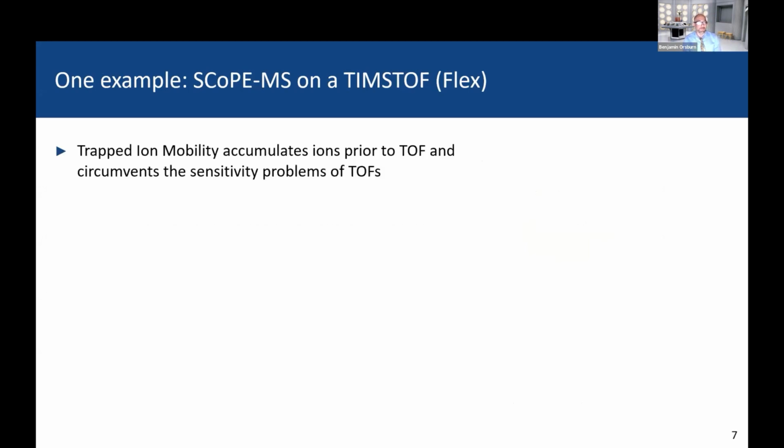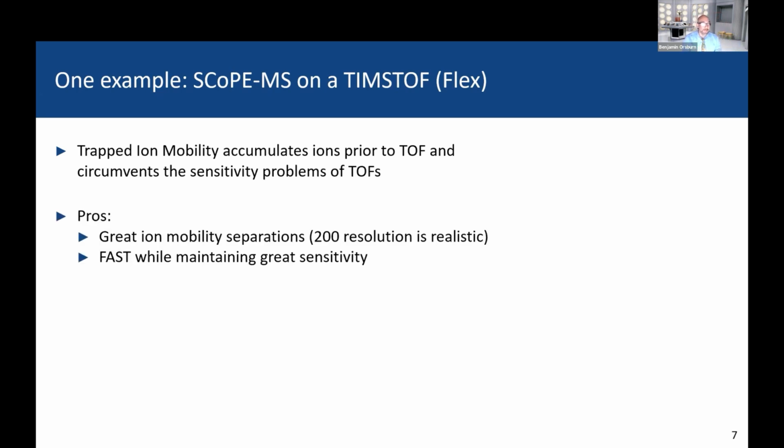And we've all talked about the timsTOF, but in general, we're using trapped ion mobility to offset the sensitivity problem. So we're accumulating ions before the TOF, and that kind of offsets everything. The pros here are that you get these great ion mobility separations, which are actually easy to forget about when using the device. You just get really fast, high resolution scans, and it can be fast while maintaining this great sensitivity.